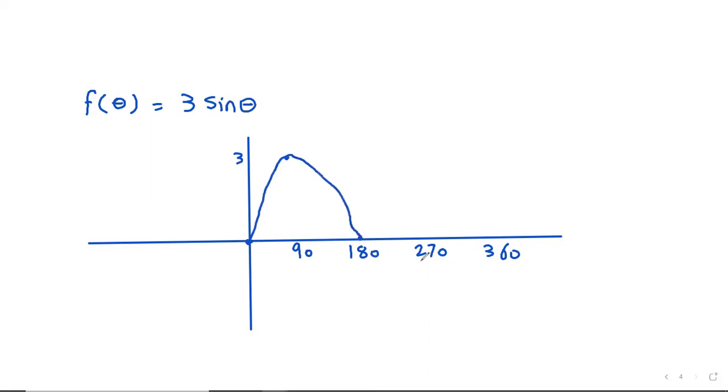Okay. And sine 270 is -1 multiplied by 3, so it's -3. And sine 360 is 0. So this function also is a periodic function, but its range is -3 and 3. Let's analyze it. This 3 affects the value of sine, because it is multiplied by sine theta.